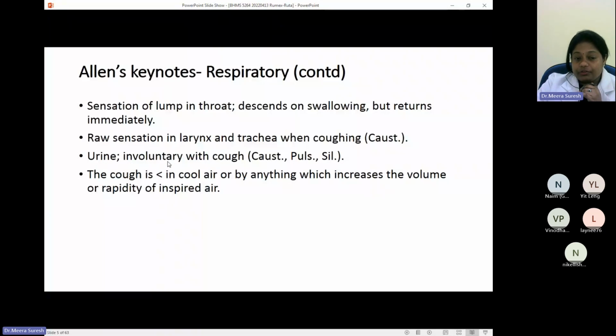This complaint we can mostly see in case of women above 50 years, mostly they will be saying that when they are coughing, some drops of urine also will go. I don't know about the effect of Rumex because I have not tried Rumex for this complaint, but I have tried Causticum and Pulsatilla, and it is very effective.